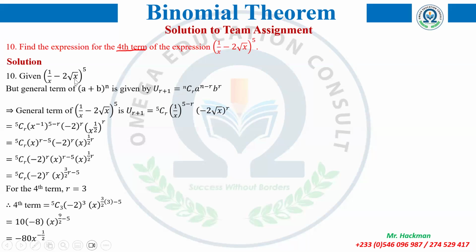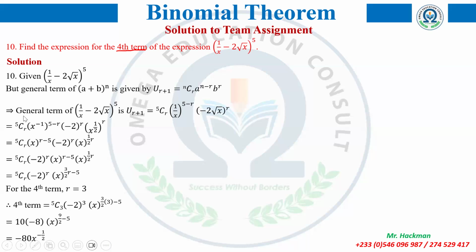So what do you do? Again, you use the general term to find this particular term, which is the fourth term. Given this as usual, by the general term you have quoted, you come and substitute. So that's what we have here.